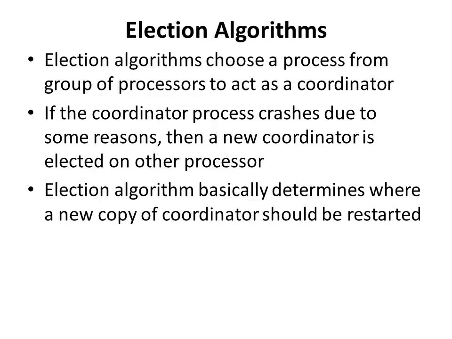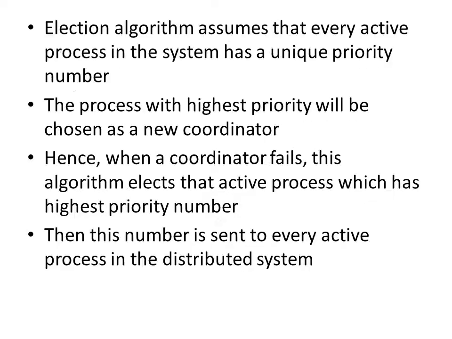Requirements of mutual exclusion algorithm. No deadlock. So there should be no deadlock. Deadlock means two or more sites should not endlessly wait for any message that will never arrive. So this should not be there. That is called no deadlock. No starvation. There should be no starvation.